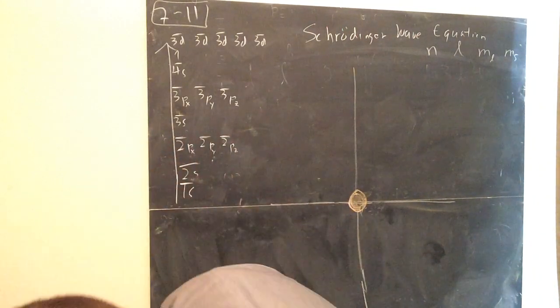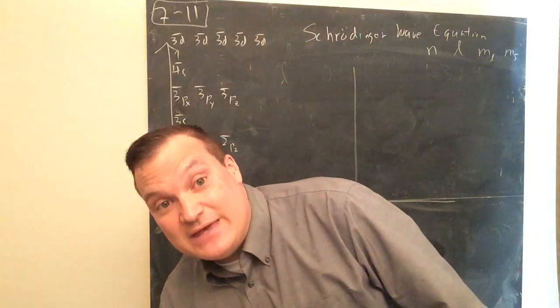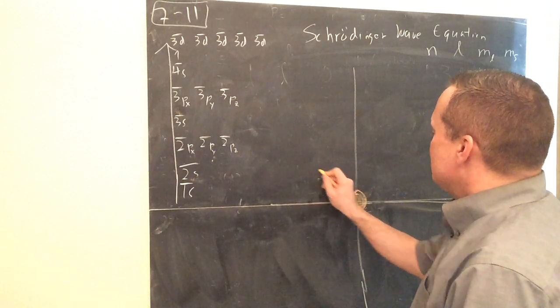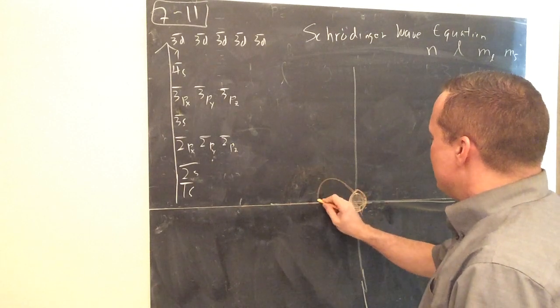Now, what about 3? So let's go to level 3. We have 1s, 2s. Now, also you have 2p. I better draw 2p. So I'll draw it this way. Here's a 2p. Sorry, here's a 2px.